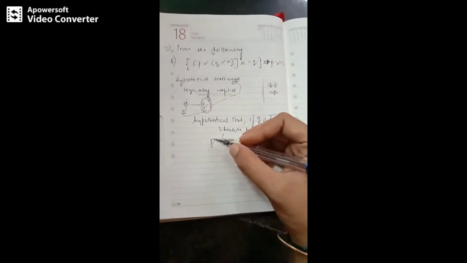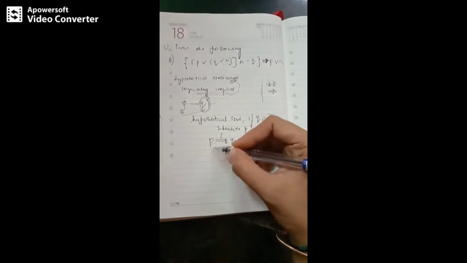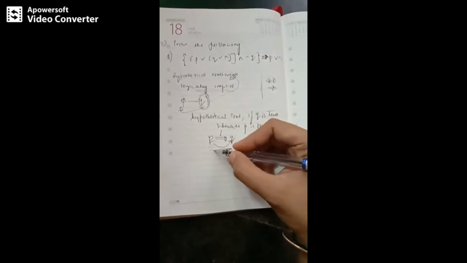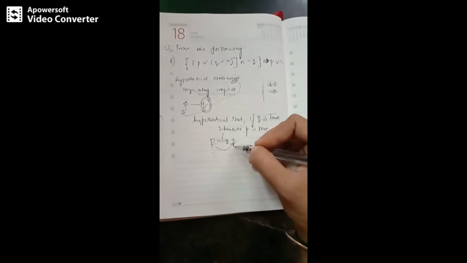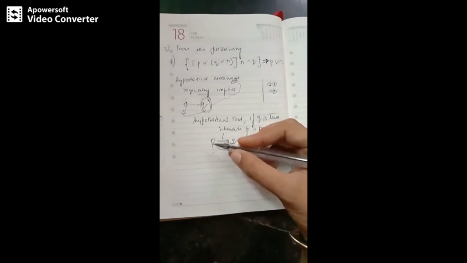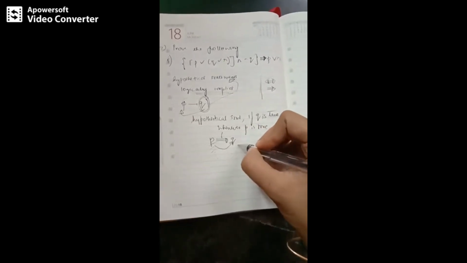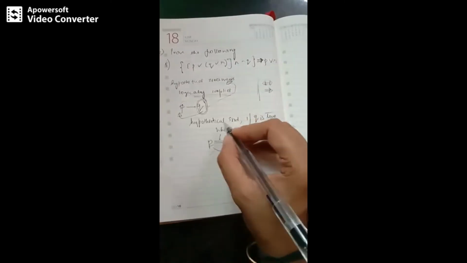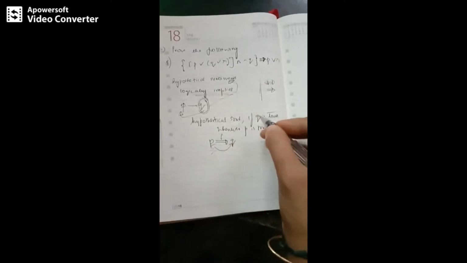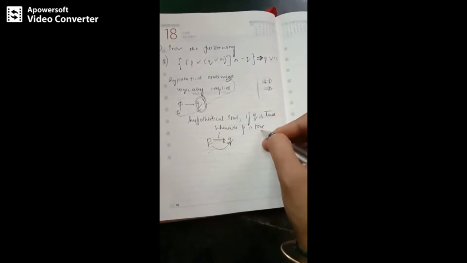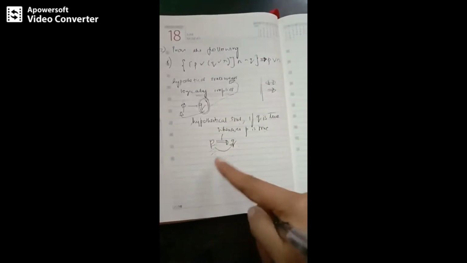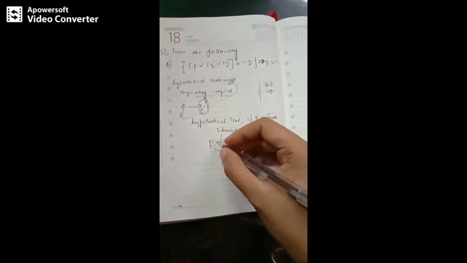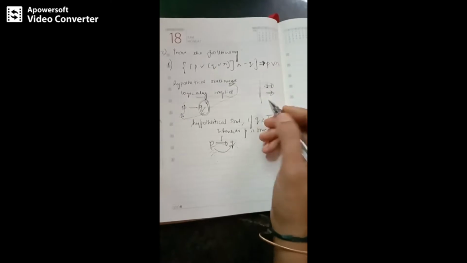So we need to check: whenever P is true, do we have Q as true? If so, then we can say P logically implies Q. The same thing is written as statements over here. So in a particular hypothetical statement, if Q is true whenever P is true, then we can say P logically implies Q. This is the symbol for logically implies.